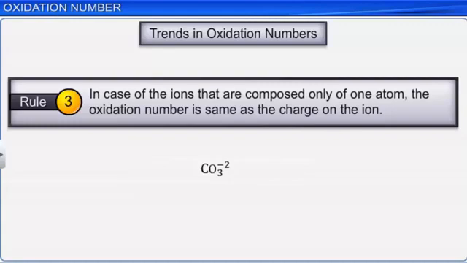For example, in the carbonate ion, the algebraic sum of the oxidation numbers of the 3 oxygen atoms and 1 carbon atom is -2. The oxidation number of carbon is +4, and oxidation number of oxygen is -2. So, 4 plus 3 multiplied by -2, which is 4 minus 6, is equal to -2.